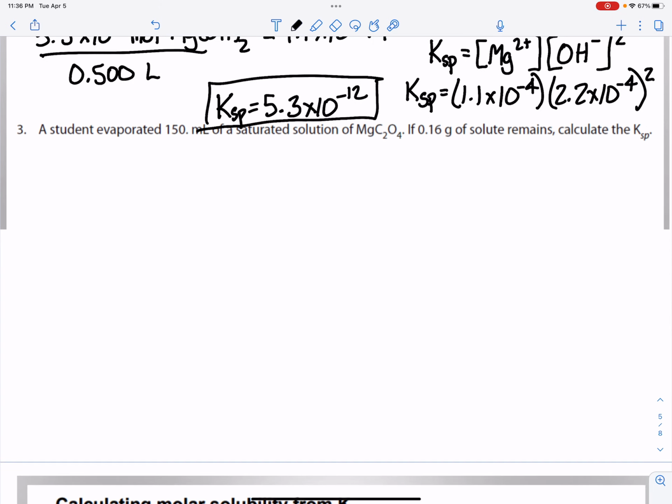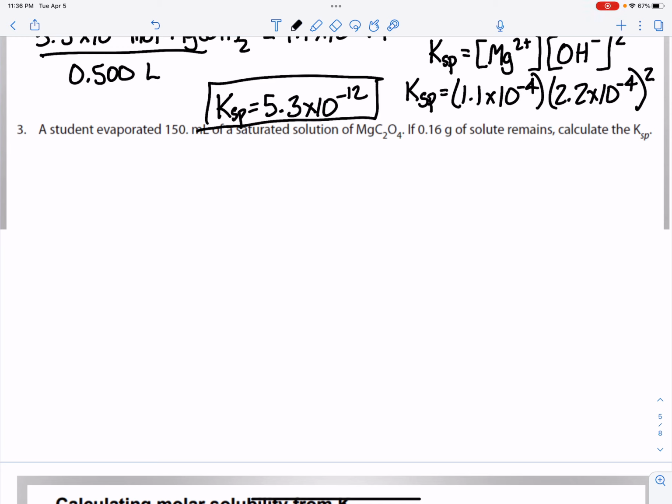Okay, question number 3 is very similar, except this time I'm given the grams of solute that remained. You'll notice that a student here has figured out the molar solubility. They've taken a specific volume of a saturated solution and evaporated all of the water. After evaporating, the salt crystals are left behind. They've weighed the salt crystals and find that 0.16 grams of that solute remains.